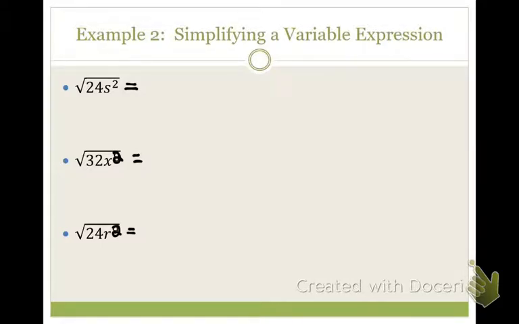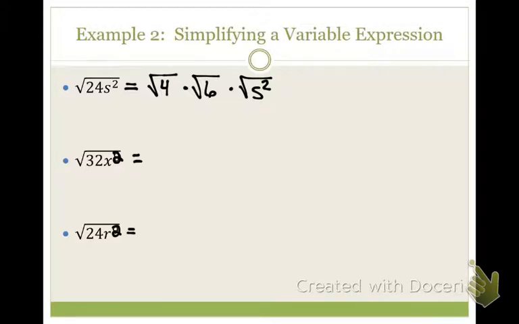So you don't have to skip over to the answer. And by the way, your calculator can't do variables anyway. The square root of 4 times the square root of 6 times s squared.